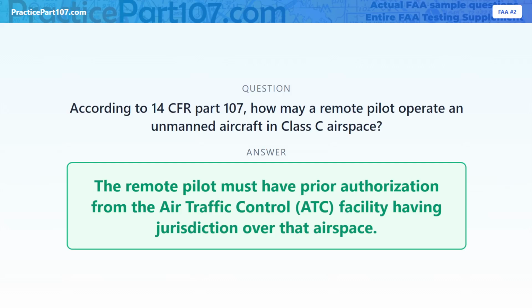Well, the answer is the remote pilot must have prior authorization from the air traffic control facility having jurisdiction over that airspace. And I guess we should look into what the question is then.